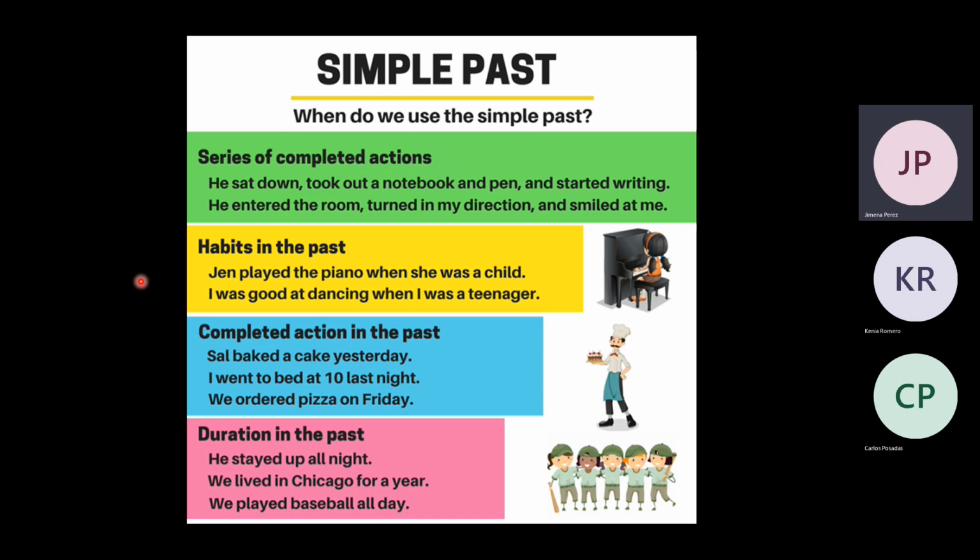So this is the summary chart. We have here the uses of simple past. When do we use simple past? Two series of complete actions, habits in the past, complete actions in the past, and duration in the past. And we have here: he sat down, took out a notebook and pen, started writing. He entered the room, turned in my direction and smiled at me. So all these actions are in the past.